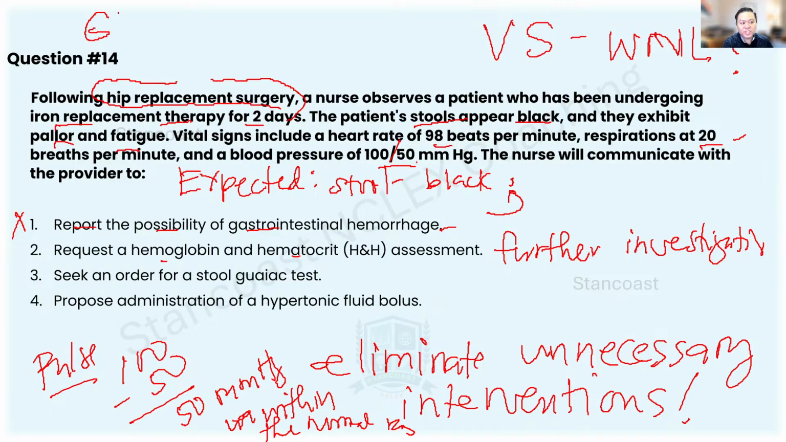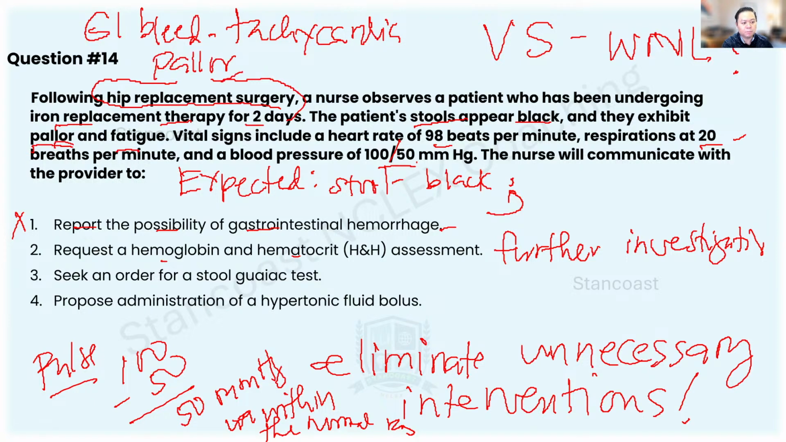A GI bleed will normally end up with tachycardia. Is our patient tachycardic? No, our patient is not. Maybe the patient has some kind of pallor, which is a sign of anemia. Well, of course, that is expected right after the surgery, right? There will be blood loss. Yeah, I would consider that also as part of the GI bleed, but not really concerning.